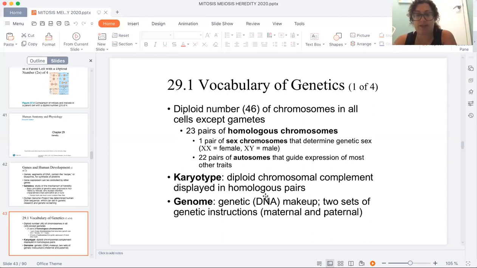So we already talked about how we understand haploid versus diploid, and we know that there are 22 pairs of homologous chromosomes and those are called autosomes, and they're for just about everything else in our body.